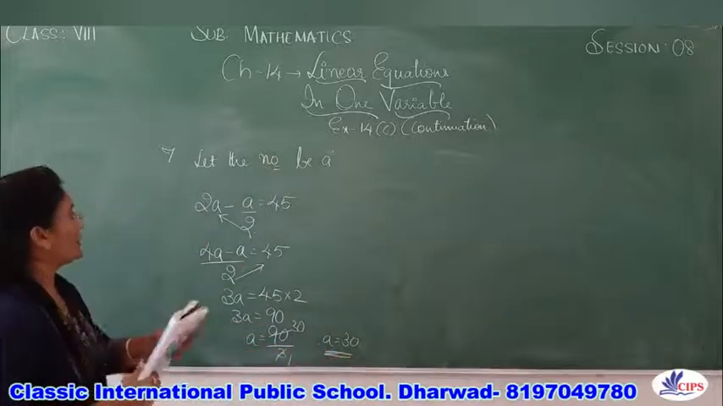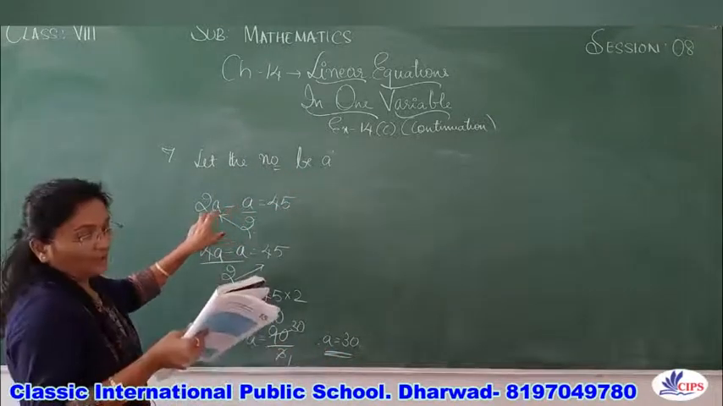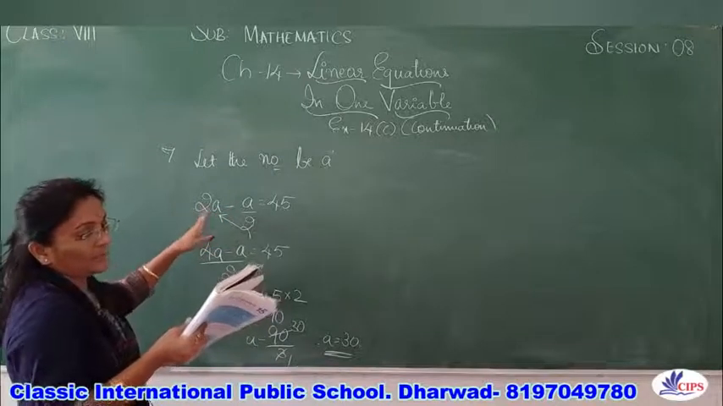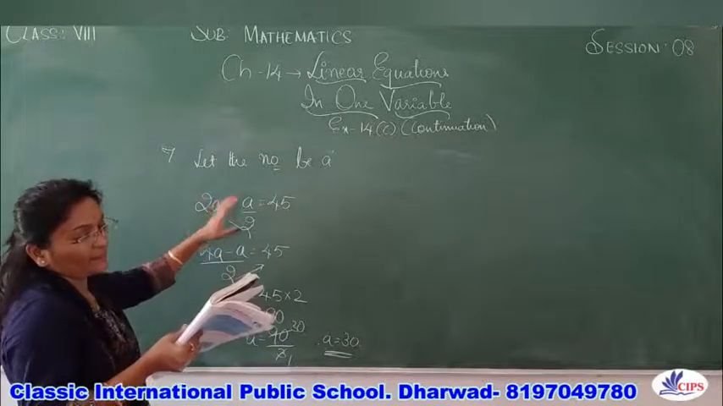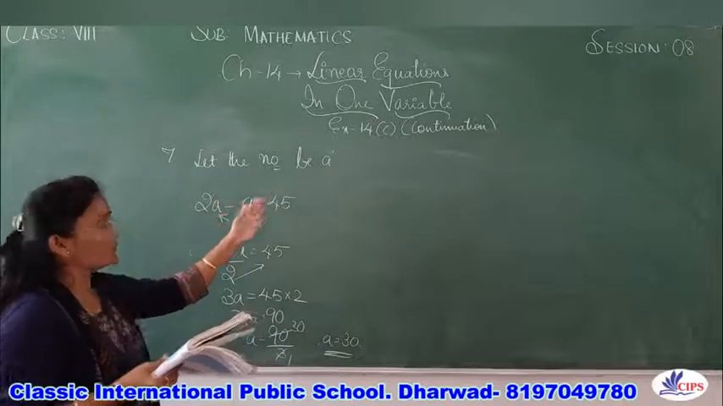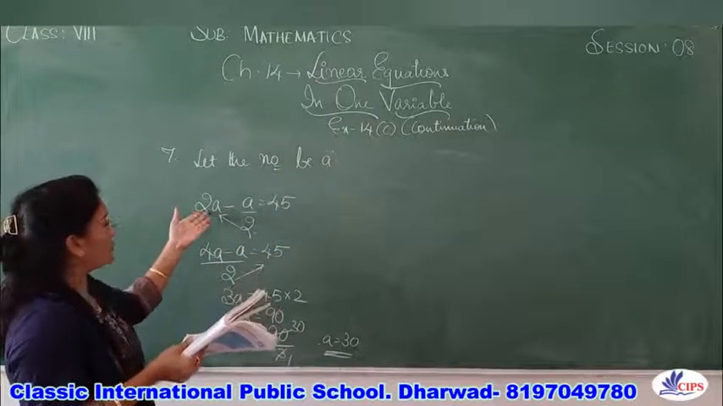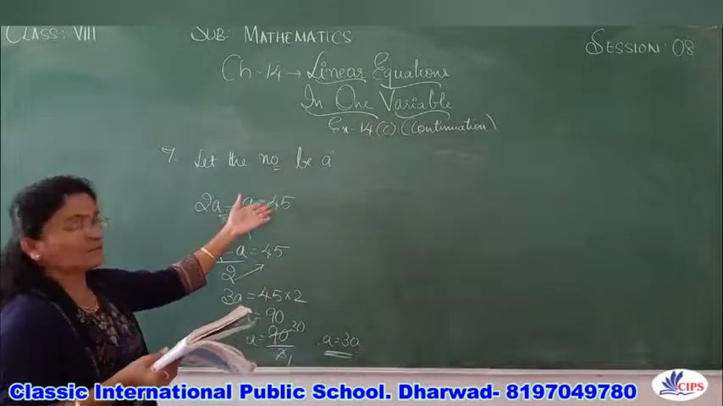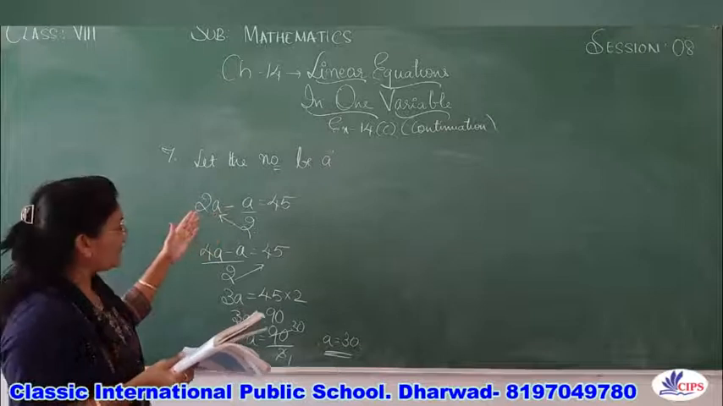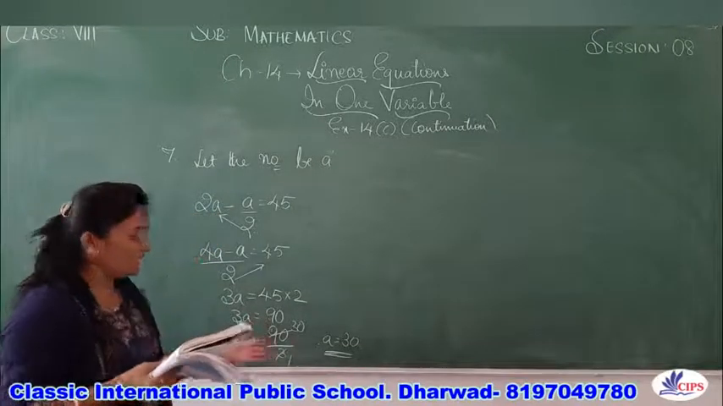Got it? So here we have taken let the number be A, and they have told you, find the number whose double is 45 greater than its half. So half of the number we have taken, double the number is greater, that smaller number is greater by 45, they have told you. So 2A minus A by 2 equals to 45 we have taken. We have solved it. Then after solving, we have got A equals to 30.